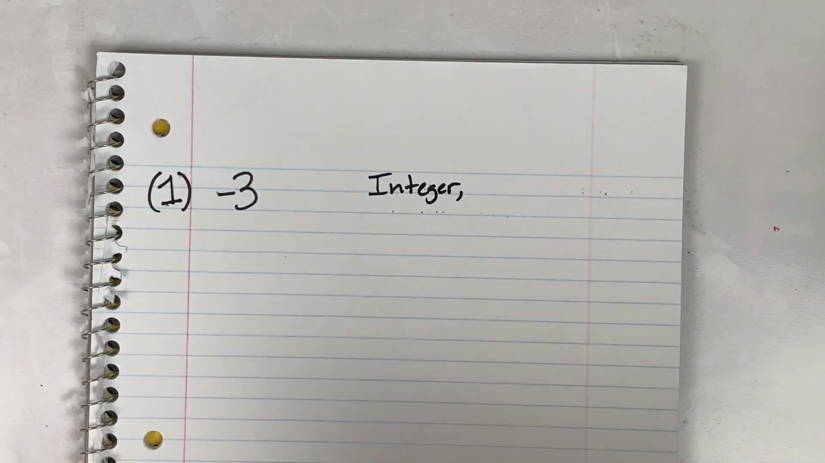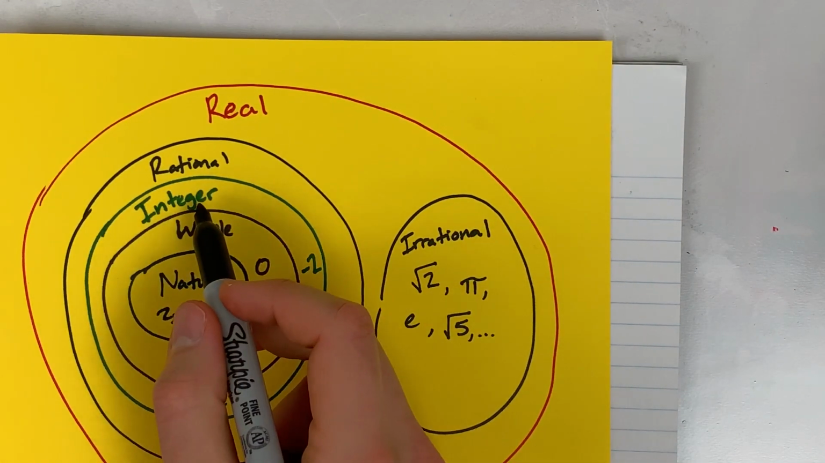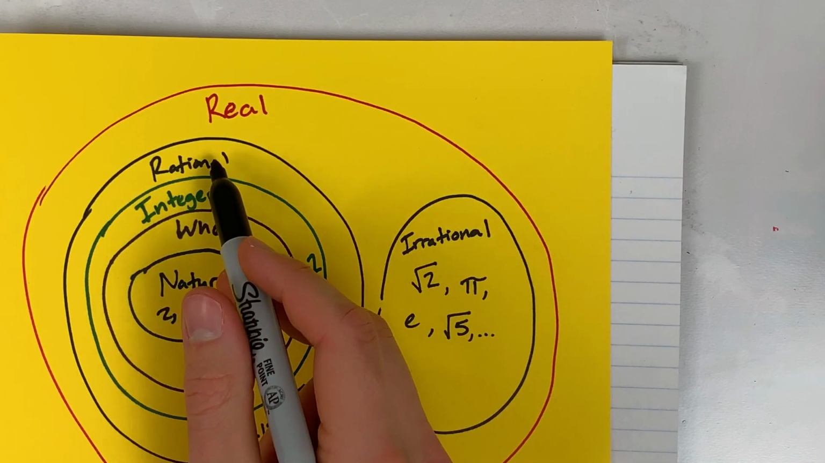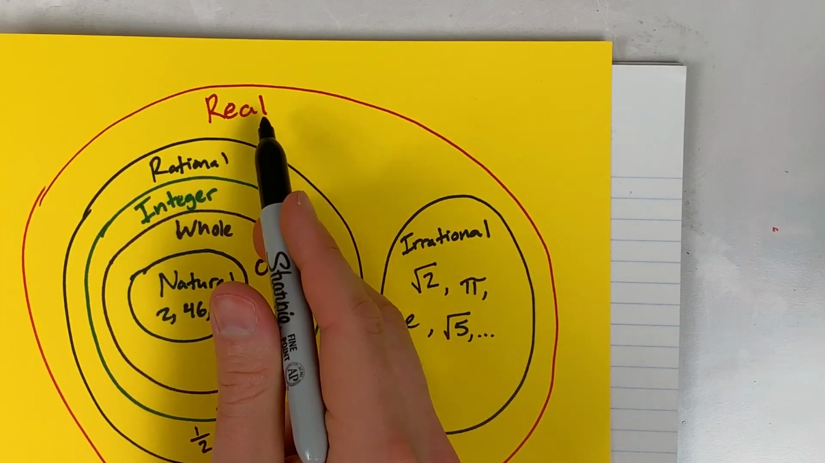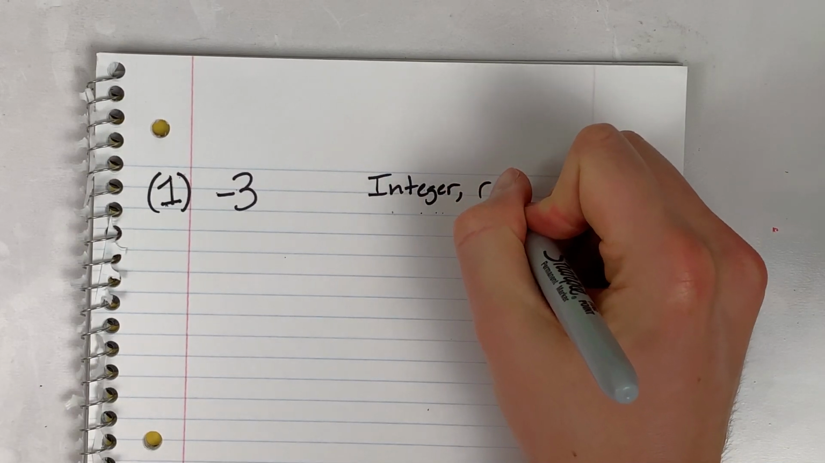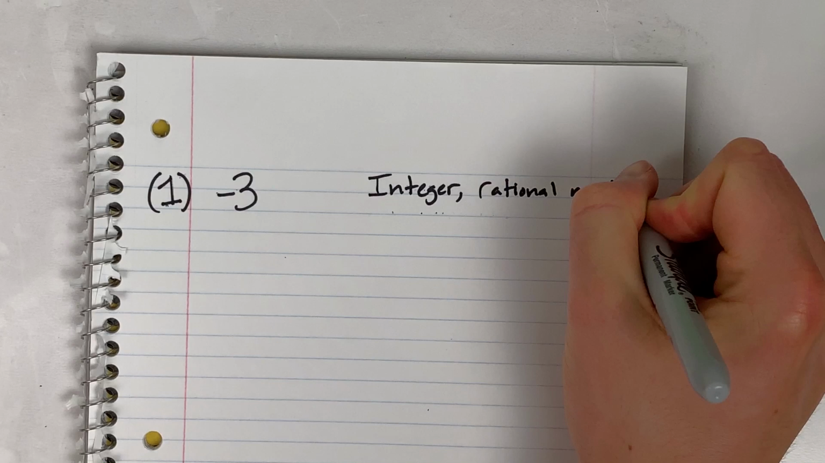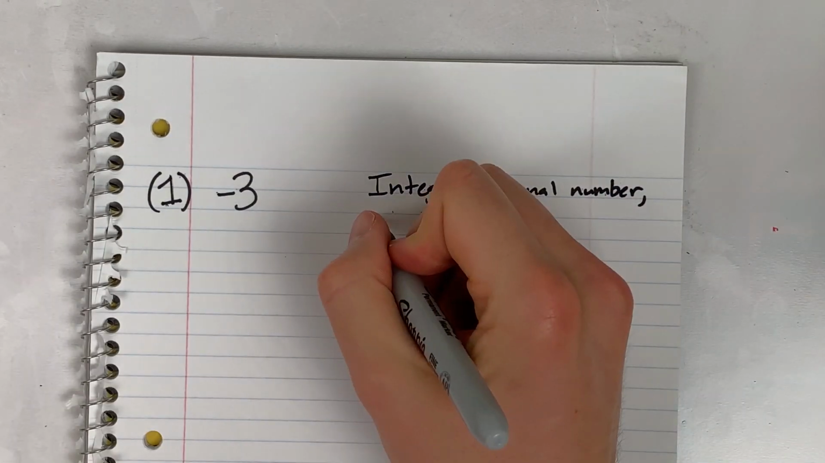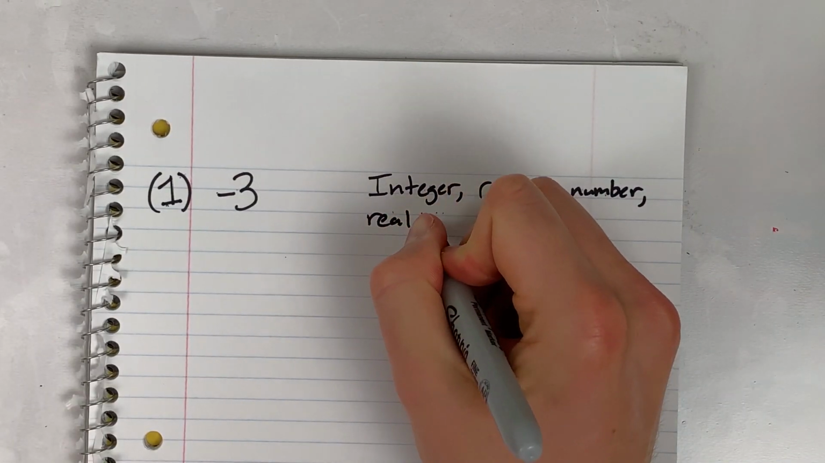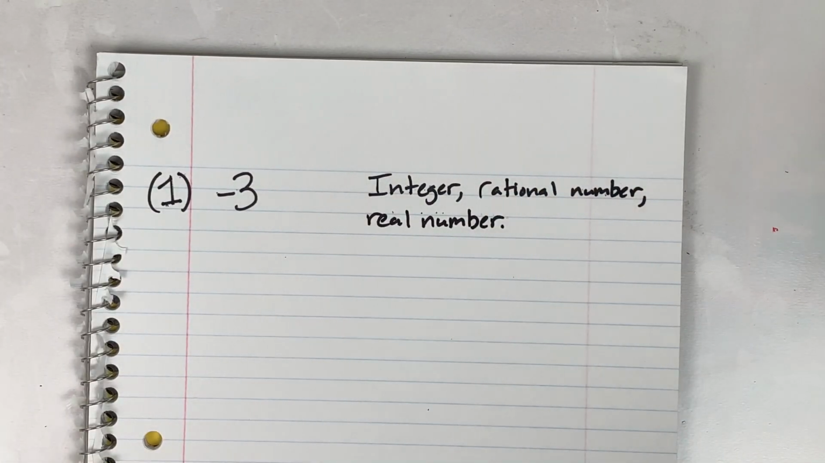And based on our picture of how all of our number types fit together, since negative 3 is an integer, that means it's also a rational number, which makes it also a real number. So negative 3 is also a rational number, and a real number. And that's it. But why is that it?